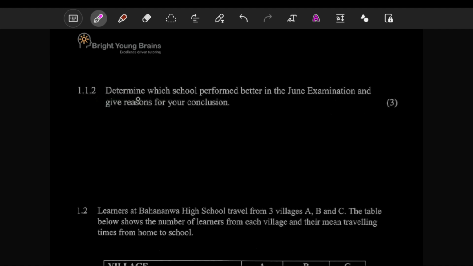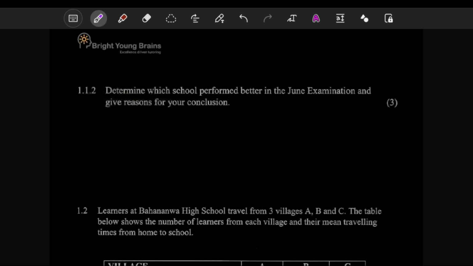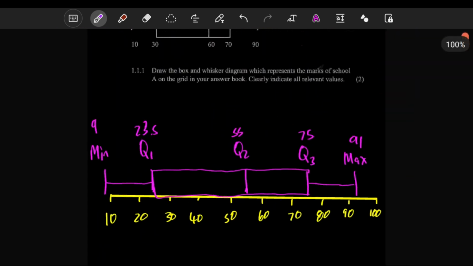It says here, determine which school performed better in the June examination and give reasons for your conclusion. Okay, this one is like a common question. So this being a common question, it's one of those questions where you need to have an idea of what to look out for from your question to easily decide which one performed better.